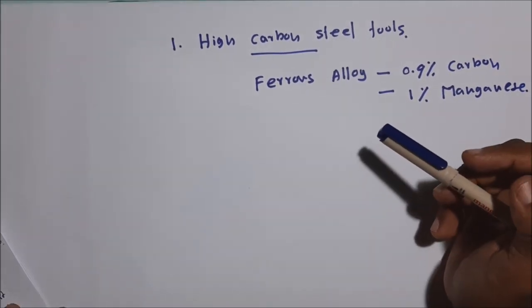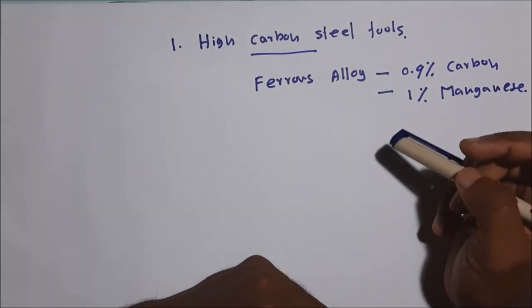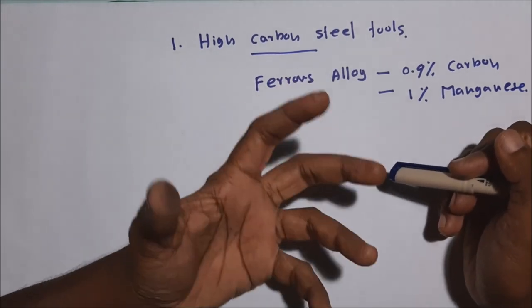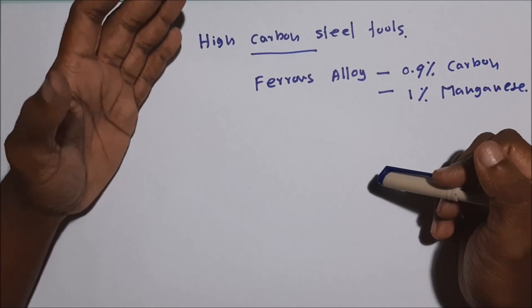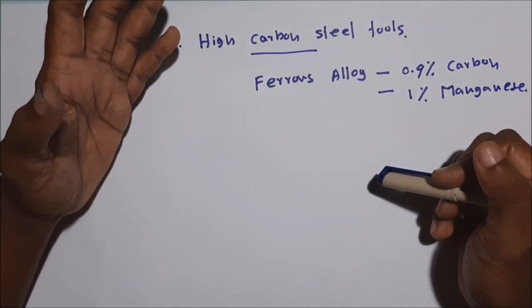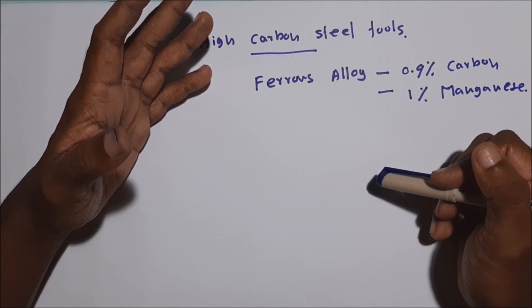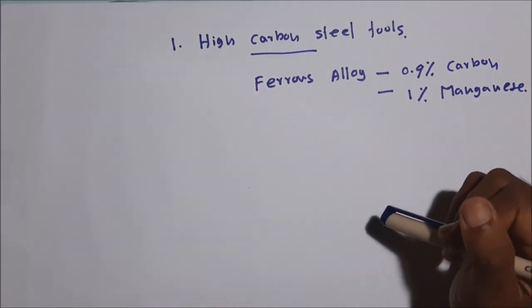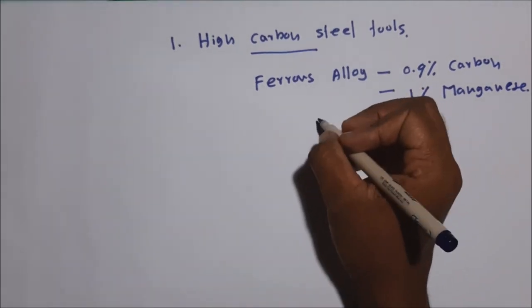The high carbon steel tools are still used today because of their high toughness property. That is very important. Its toughness property is very high. So because of this toughness, today also these high carbon steel tools are used for machining operations. Then it also has very good hardness.